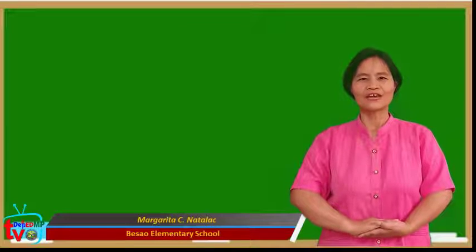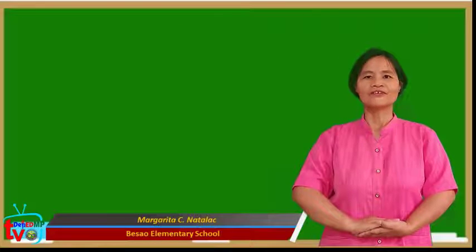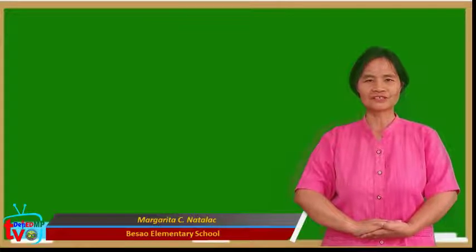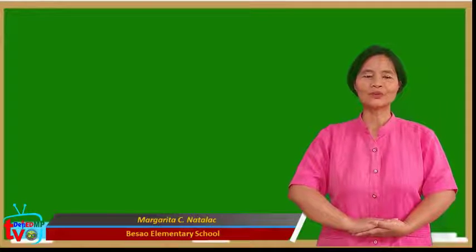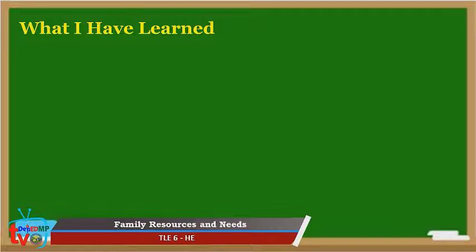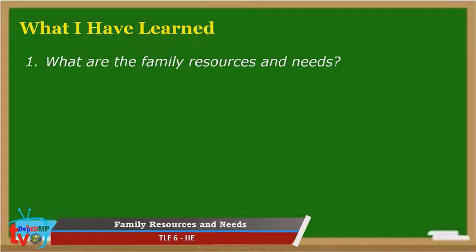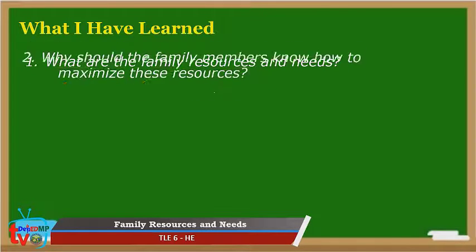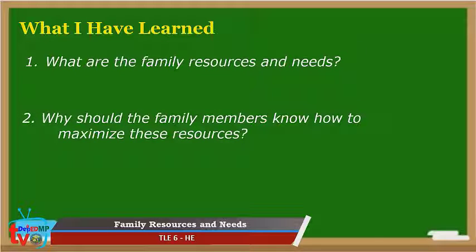Awesome! You have finished the 3 activities. For those with mistakes, review your answers and discussions. Let us now proceed to what I have learned. Number 1, what are the family resources and needs? Number 2, why should the family members know how to maximize these resources?